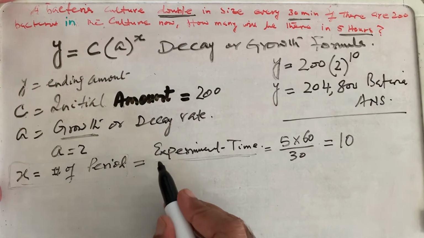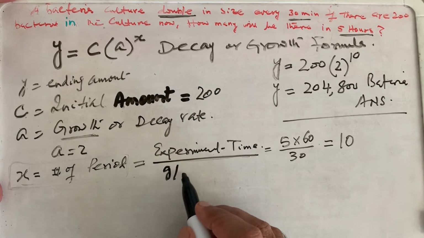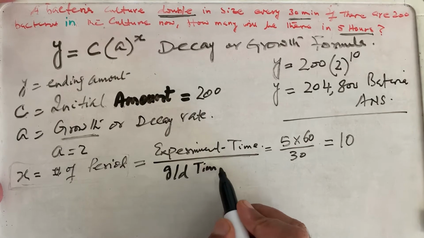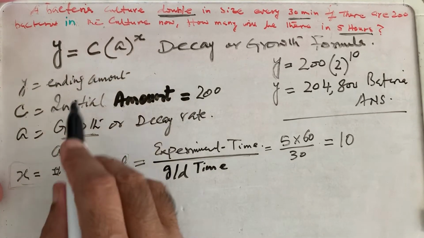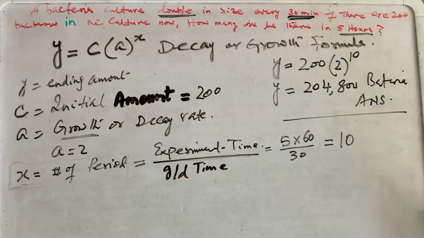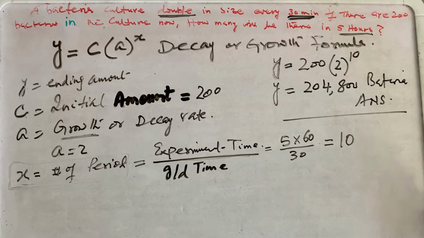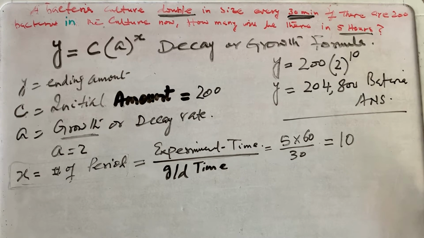Sometimes we say it is experiment time divided by GD time. GD time means growth or decay time, right? In this case, I have this growth time, a 30-minute growth time. They double the size every 30 minutes. If there are 200 bacteria in the culture now, the initial amount is C, which is 200, and the ending amount is Y. So you just plug in the values in Y equals C times A to the power X, and you are done.